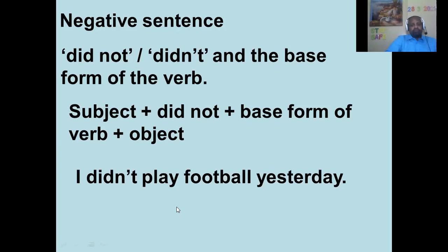I didn't play football yesterday. I didn't. Negative. Didn't is from the structure. The subject I didn't, and have a look at the verb. It is play. It's not played. Remember this. With did not, or didn't, move the verb back to the base form.